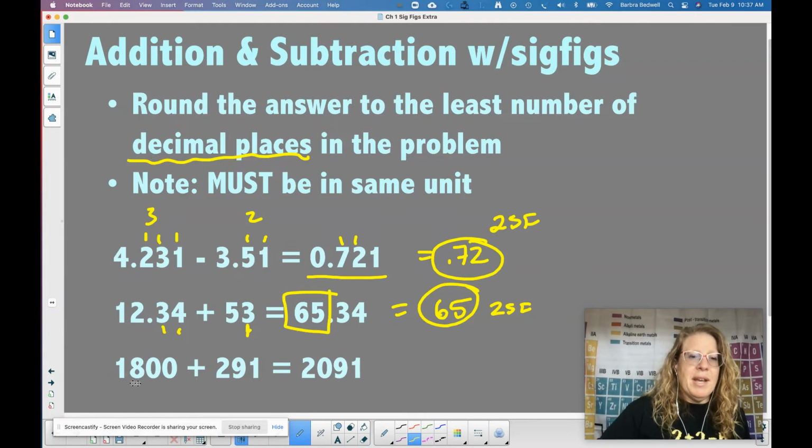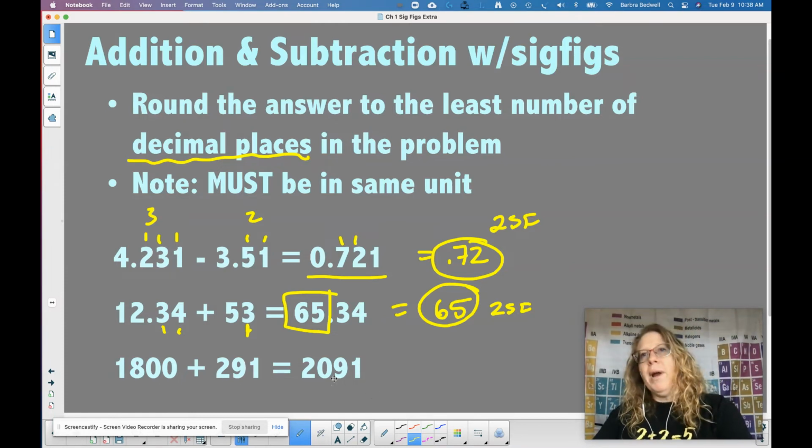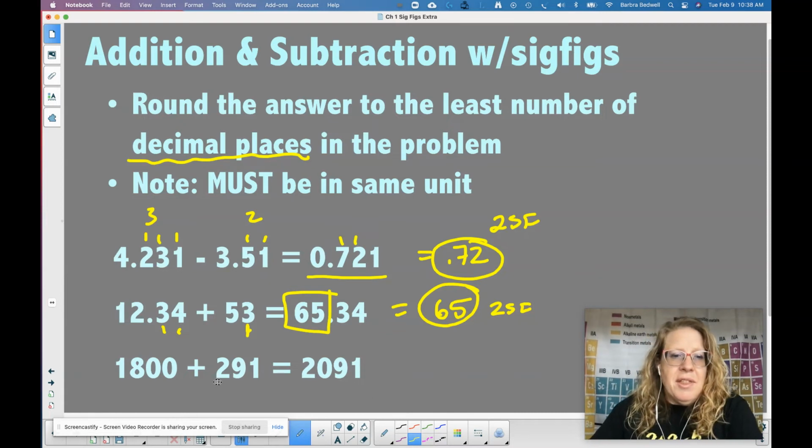I know it's weird. Our least precise value was precise to the ones, so our answer has to be to the ones. Okay, so here's 2 more. Least number of decimal places, or the least precise placeholder, if you want to call it that. So here's 1800 and 291. Okay, 1800 plus 291 gives you 2091. All right, so where is the least precise digit? This is precise to the ones place. This is precise to the hundreds place.